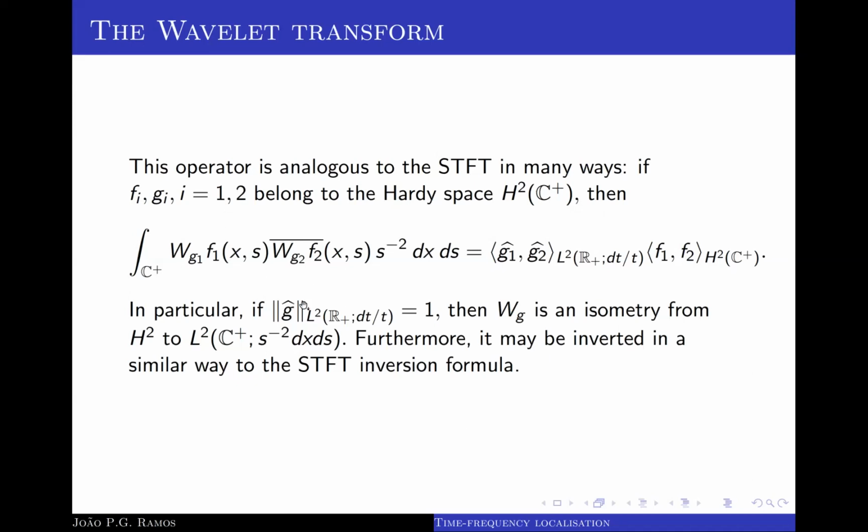So in particular, if this quantity, the L2 norm with respect to the Haar measure on the positive real line of the Fourier transform of G, is 1, then this wavelet transform is an isometry from the Hardy space to the upper half space with hyperbolic measure. So we have a very similar context in comparison to the short time Fourier transform case. And moreover, you can also invert it with a formula of averaging over groups of symmetries, as I said before. So let's not dive deep into that either.